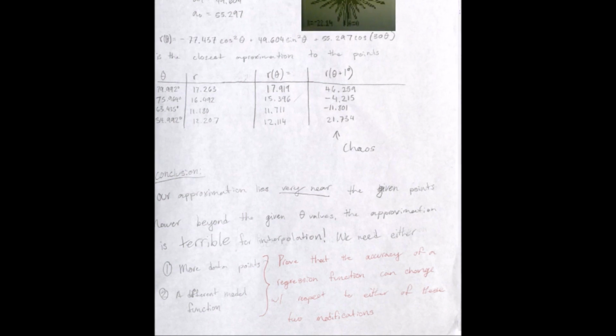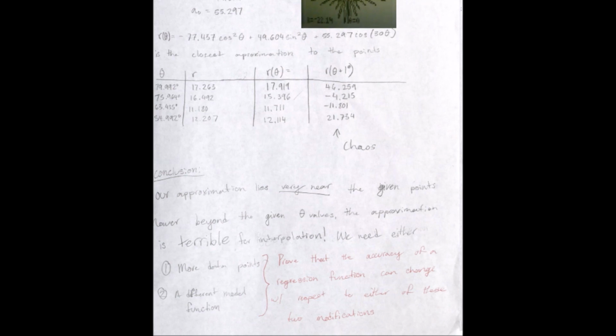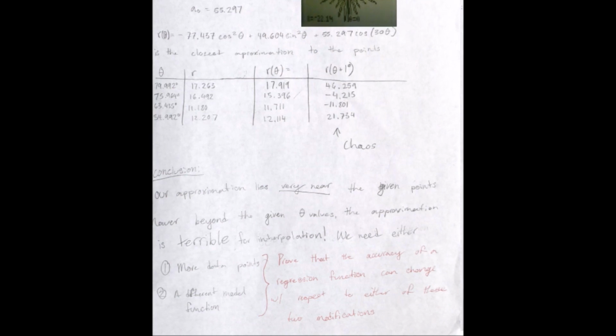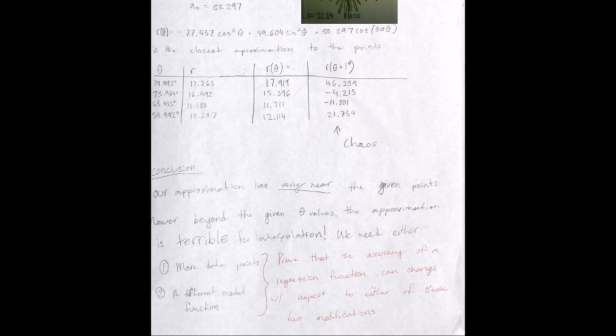Lastly, I'm going to propose a problem to prove that the accuracy of a regression function can change with respect to either of the two modifications of either more data points or a different model.